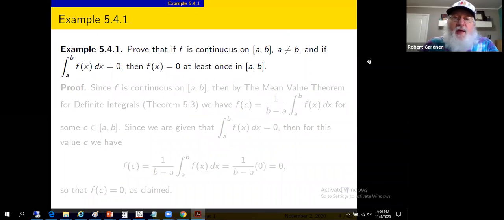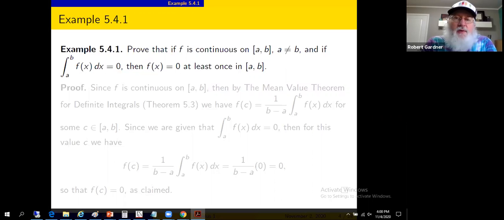Okay, it says prove that if f is continuous on the interval a, b, and a doesn't equal b, and if the integral from a to b of f of x dx equals 0, then the function must be 0 at least one point in the interval from a to b, at least once in the interval, as they say.